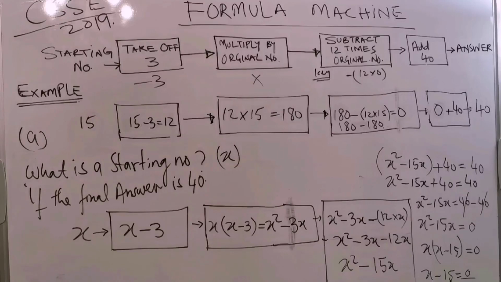So the answer is 15 for question number B. This is the formula machine, and this is basically a question which came for CSSE in 2019.